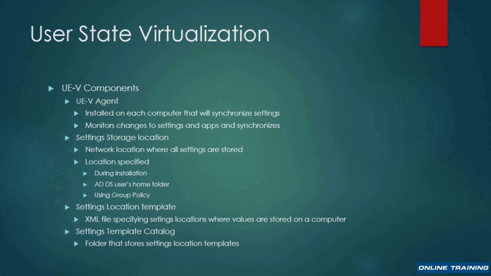You get the settings location template. That's an XML file that specifies the locations where values are stored on a computer. And then you have the settings template catalog, which is simply a folder that stores those XML files. Okay? And so those are kind of behind the scenes components. The primary two components would be the spot on the network where we're synchronizing your settings, and then the agent that gets installed on the individual computers.